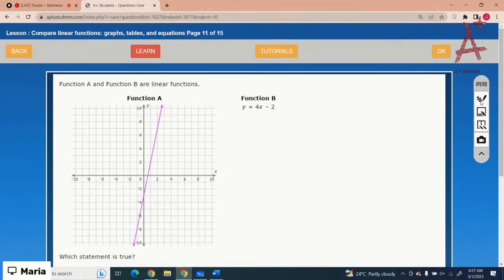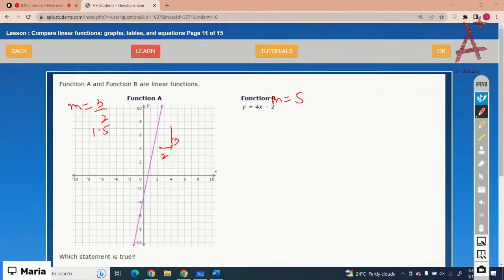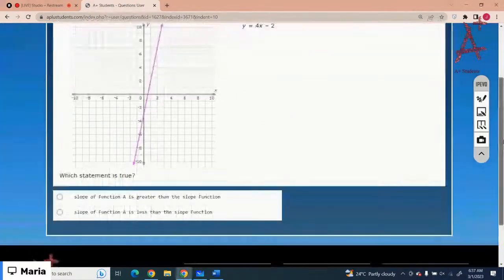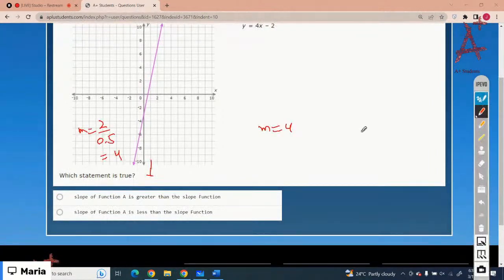Okay, the next one. The slope of function B is m equals 4. The slope of function A is 2 over 0.5. 2 over 0.5 is 4. The slope of function A is 4. So they both have equal slopes. Got it? But you are not given any of the options.